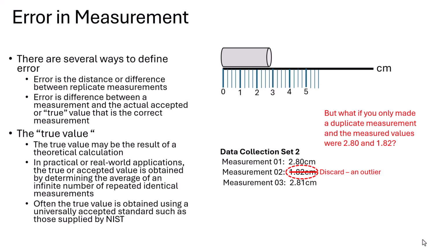Now, that was triplicates. But what if you only made a duplicate measurement, and the measured values were 2.80 and 1.82? How would you know which was the correct one? Jumping ahead to segment 10, we would average this and get the standard deviation.